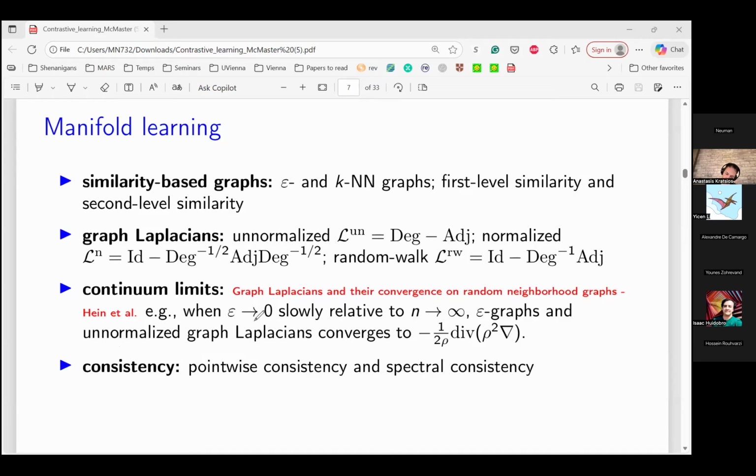And by the way, epsilon here is called the graph connectivity parameter. And here the point is that you want epsilon to go to zero slowly, relative to n going to infinity. The reason is you don't want to end up with a disconnected graph, right? Because if you let epsilon go to zero very fast, you might have isolated vertices, and you don't want that, at least for analysis. And when you do that, then the graph Laplacian converges to the Laplace-Beltrami operator on the manifold.